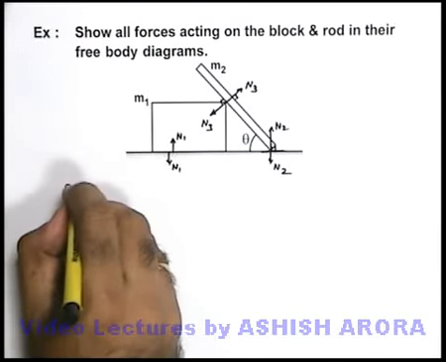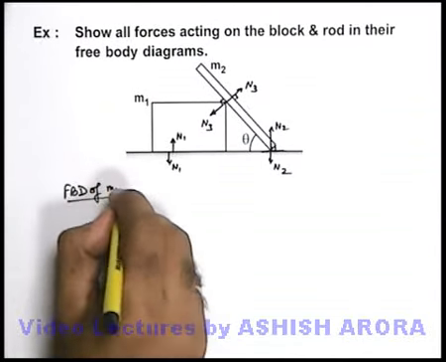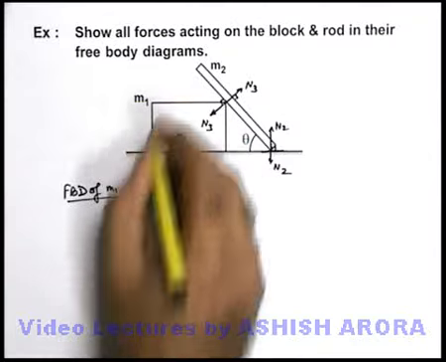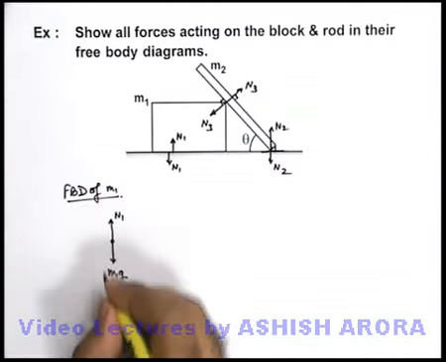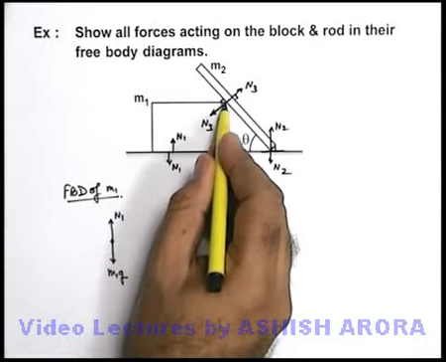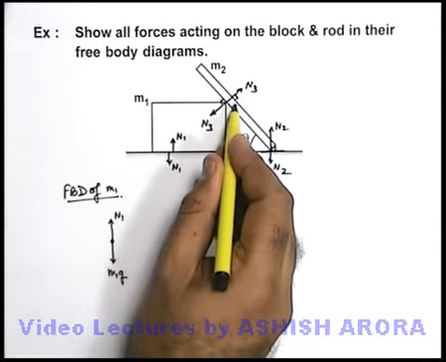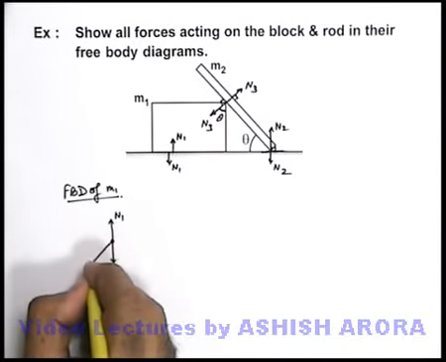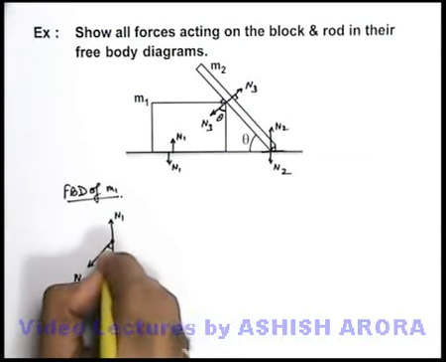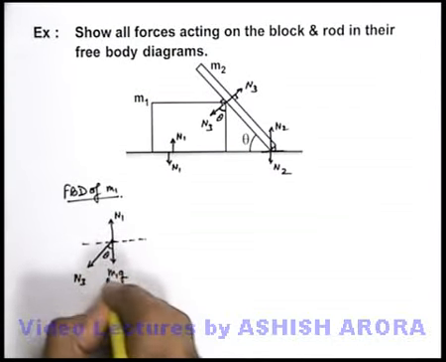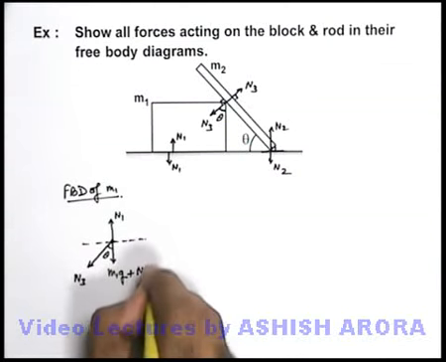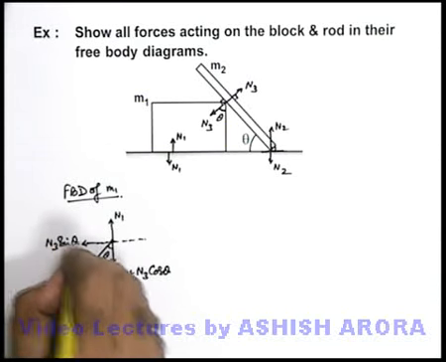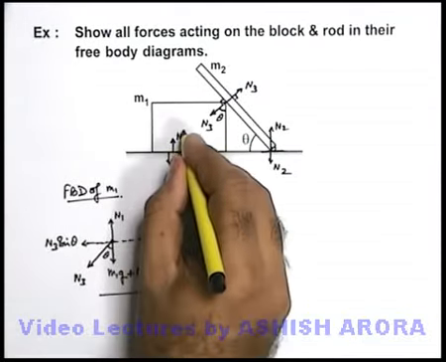We just draw the free body diagram of M1. Here you can see it will experience a downward weight M1g. It will experience a normal reaction N1 in upward direction. It will also experience the normal reaction N3 which is applied by the rod on the block. If this angle is theta, we can also consider this as theta. So here the normal reaction N3 will be acting at an angle theta with the vertical. So if we resolve the forces, N3 cos theta will be acting in vertical direction, and in horizontal direction it will be N3 sin theta. So this is the free body diagram of block M1.